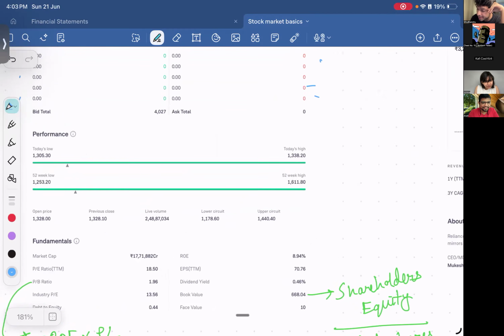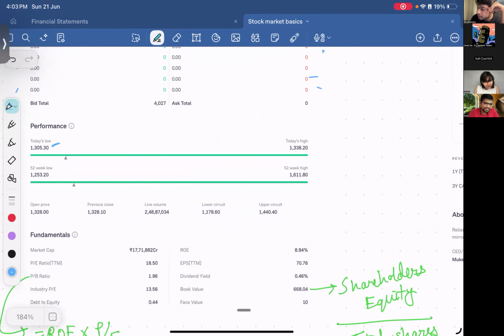Next is performance, which shows you today's low, today's high. Today's low is, who would have guessed? Today's low, the lowest price of the stock that it was getting traded at.